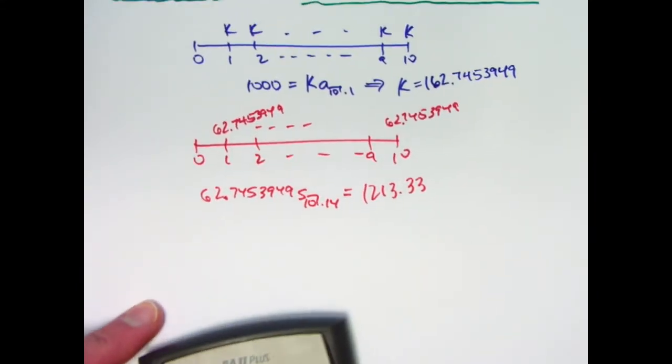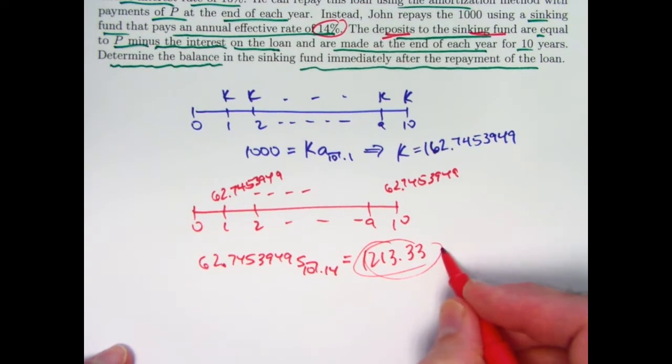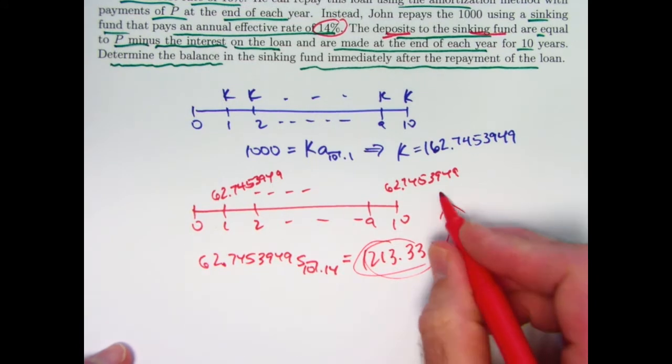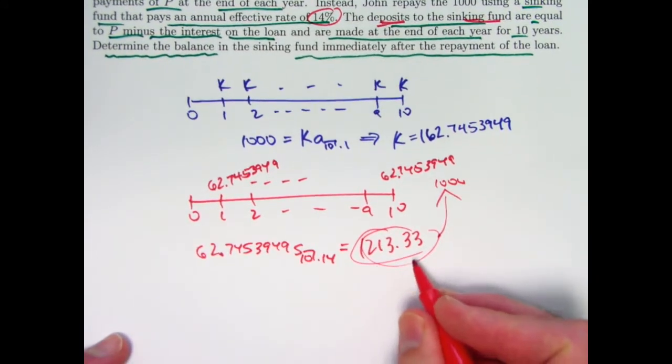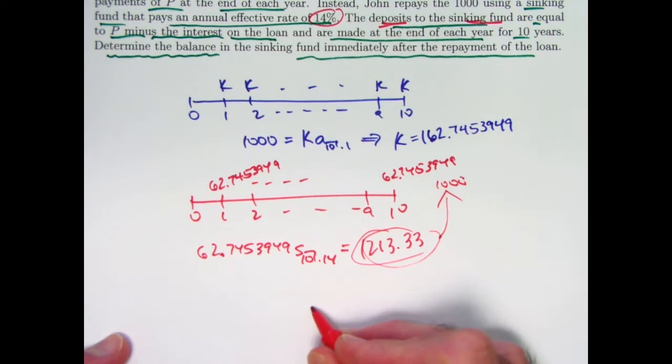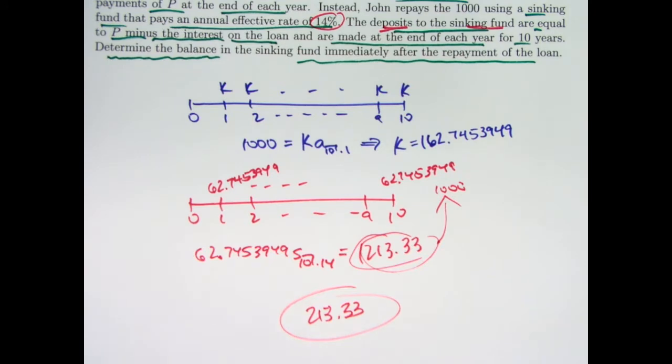Yes, more than 1,000. So the final answer, the balance after we take 1,000 of this and repay what the loan amount was, is going to be the difference, 1213.33 minus 1,000. The answer is 213.33. That's the answer to this problem.